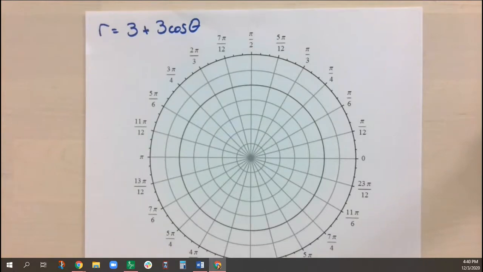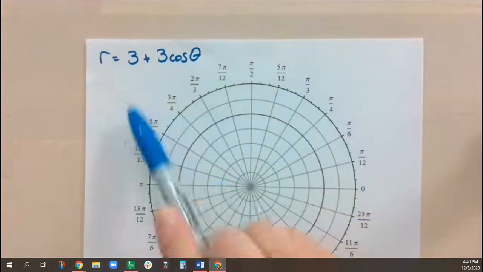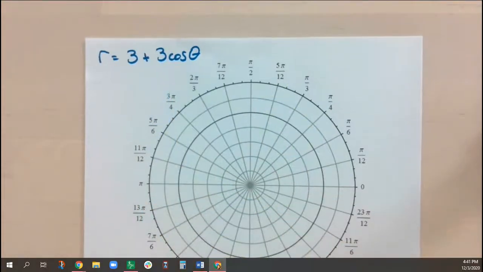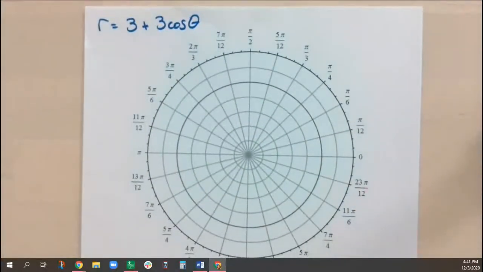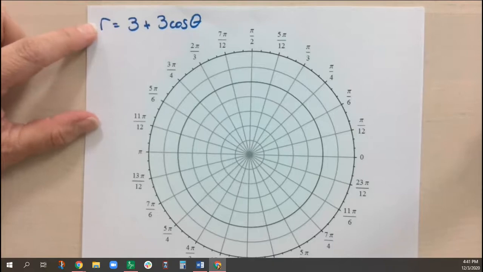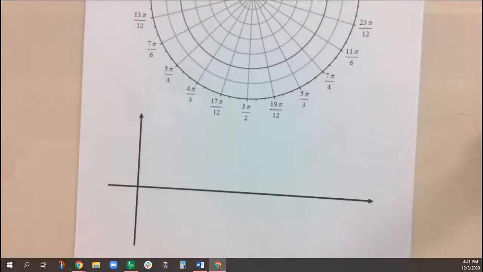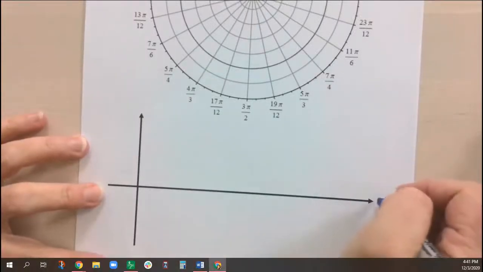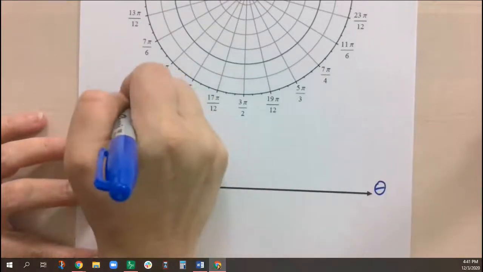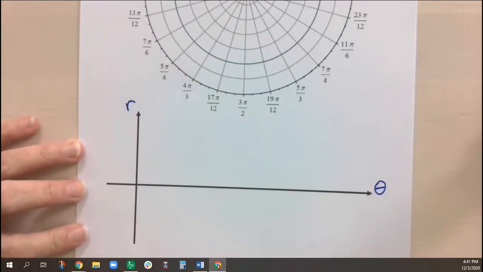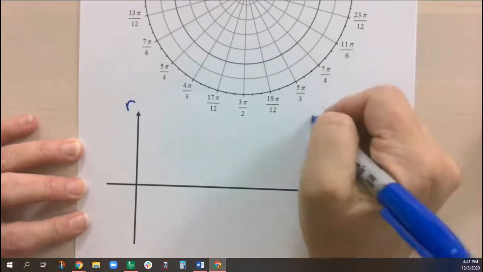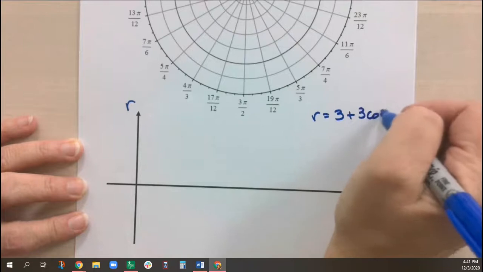Now, when you first learn polar graphing, typically an approach to doing this is to make a long table of values, pick all these special angles, find out what they're equal to, plot the points, and then connect them all to make the curve. It's effective but tedious. I like to take a different approach. We're going to take this equation, and we're going to graph it down here as if this is the theta axis and this is the r axis, and we're going to graph it in a Cartesian way. R is equal to 3 plus 3 cosine theta.